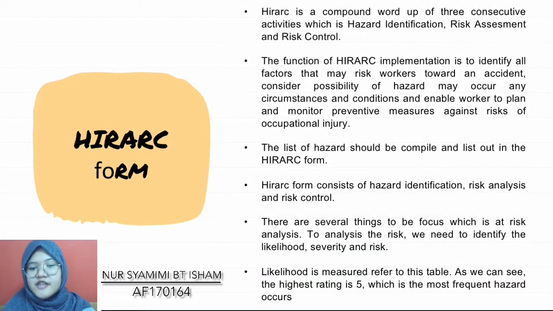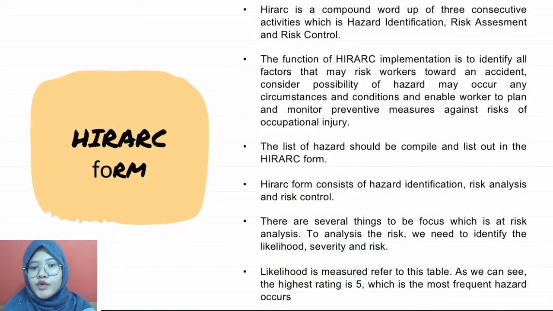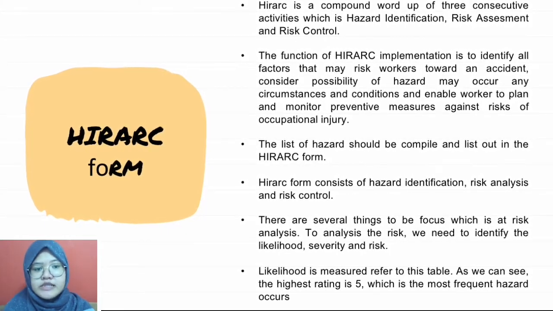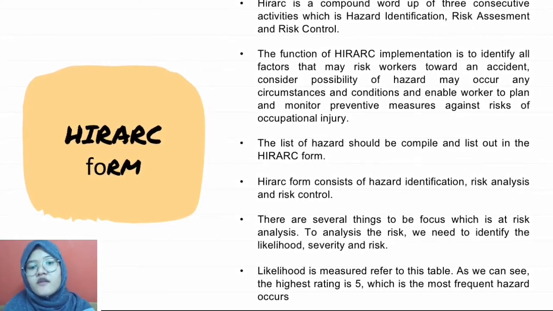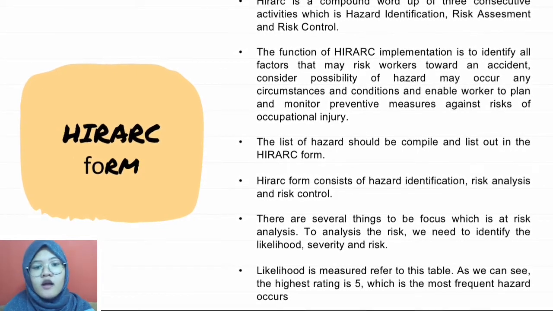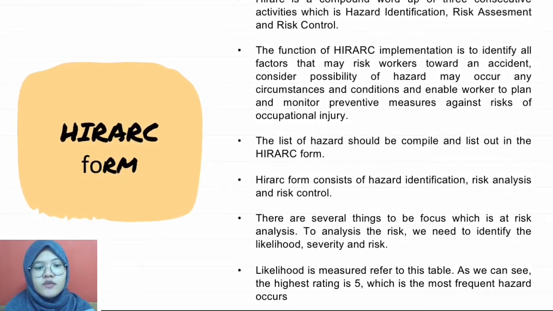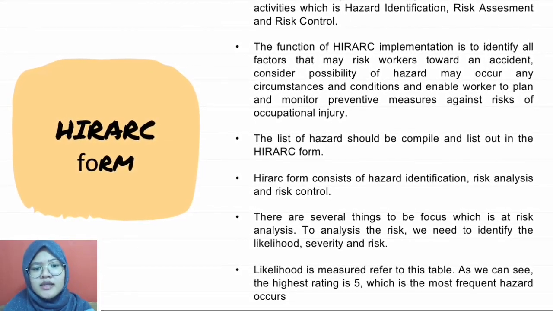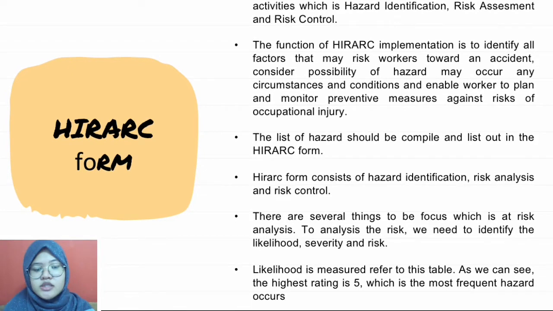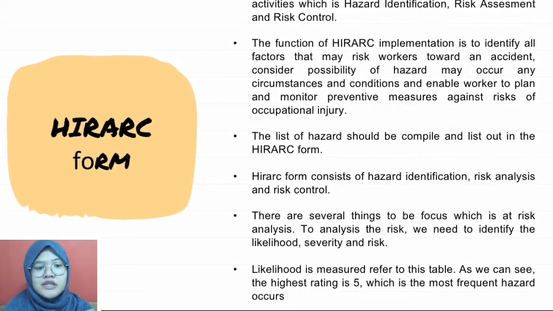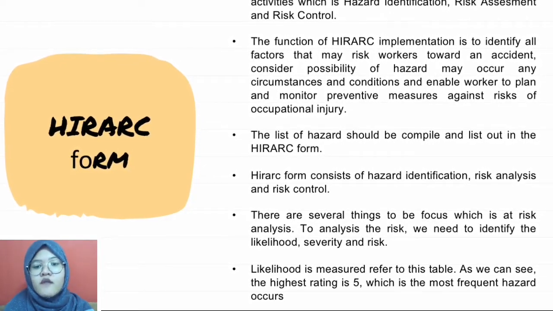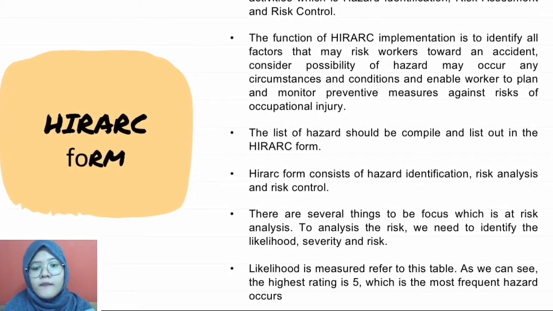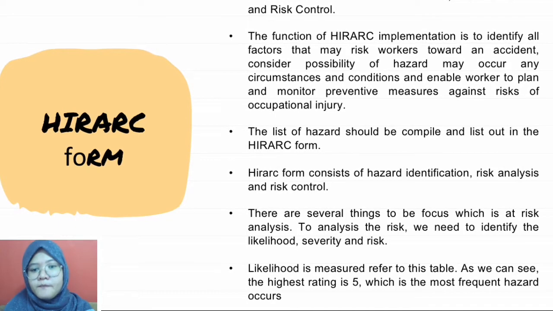Okay, now we move on to the HIRAC. HIRAC is a compound word made up of three consecutive activities, which are hazard identification, risk assessment, and risk control. The function of HIRAC implementation is to identify all factors that may put a worker at risk of an accident, consider the possibility of a hazard occurring in any circumstances and conditions, and enable workers to plan and monitor preventive measures against the risk of occupational injury. This is the list of hazards that should be compiled and result in this HIRAC form.